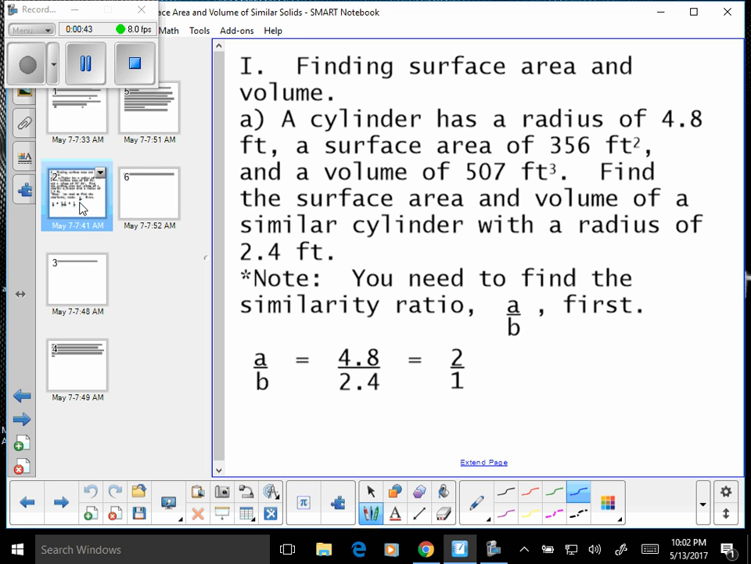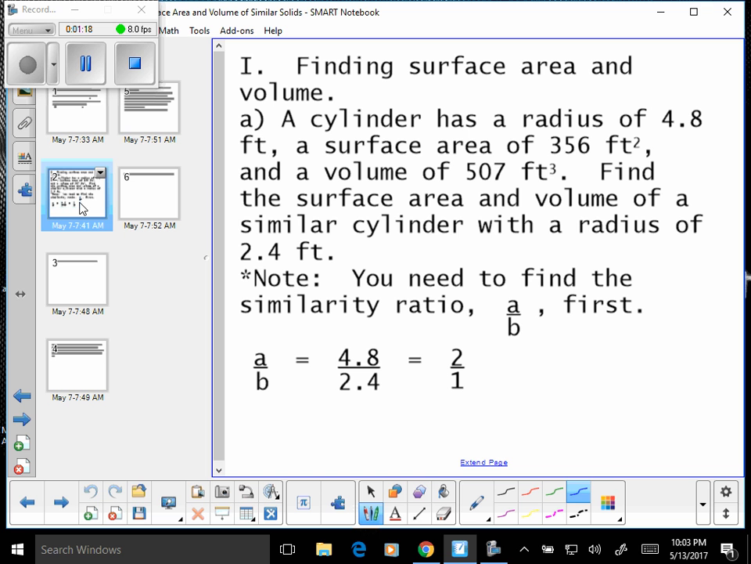Finding surface area and volume. A cylinder has a radius of 4.8 feet and a surface area of 356 feet squared and a volume of 507 feet cubed. We want to find the surface area and volume of a similar cylinder that has a radius of 2.4 feet. Now, if you'll notice, they have not given you a similarity ratio here, so we have to find one. So we're going to take A over B.